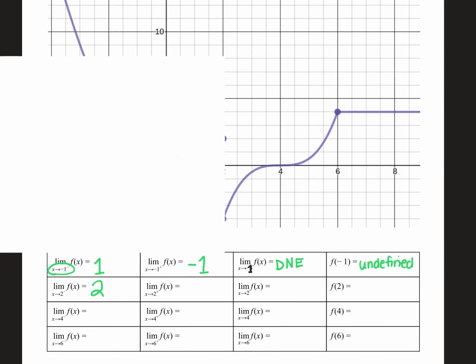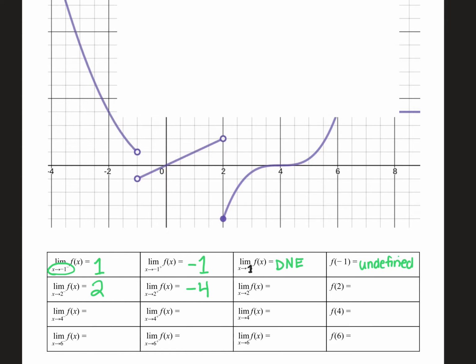Now I come from the other side. Okay, now I'm looking at it from the right-hand side, and I ask myself, as I'm following along this graph and I come closer and closer and closer to x = 2, what does it look like my output's going to be? Well, this time 1, 2, 3. It looks like my output is going to be -4.